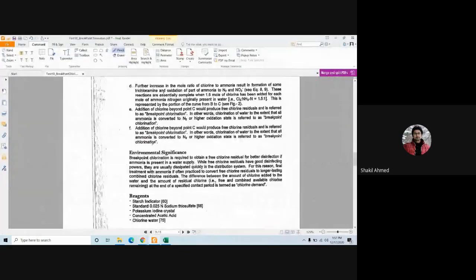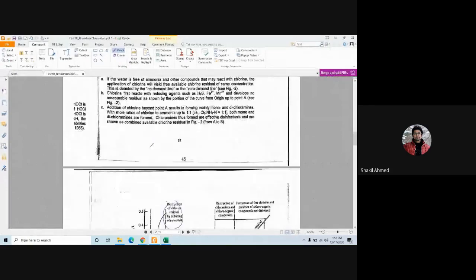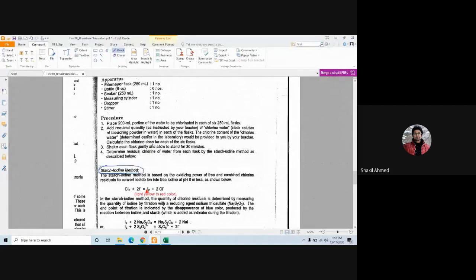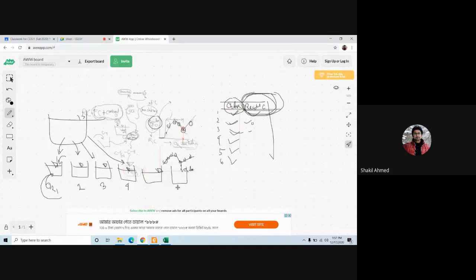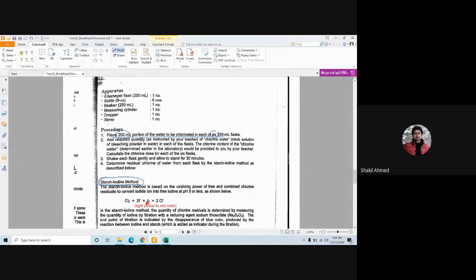Residual chlorine. So, as you can see, place a 200 ml portion of the water to be chlorinated in each of 6 250 ml flasks. That means you have 6 flasks. You add the sample A, for example, the one we need to determine the break point chlorination for. You add 200 ml in all of the 6 beakers. Add the required quantity of chlorine water stock solution. Stock solution means the concentration of the solution is known. Or bleaching powder. Bleaching powder means chlorine. Right? In each of the flasks.